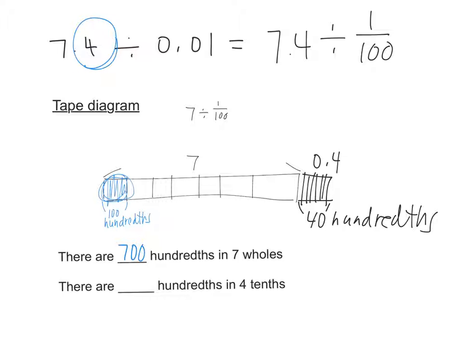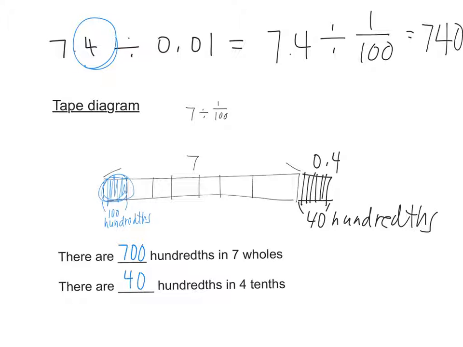Okay, so if there's 40 hundredths in 4 tenths and 700 hundredths in 7 wholes, how many hundredths do I have altogether? 740 hundredths. Good, so the answer is just the number part, which is 740. The reason we don't need the label is because it's already asking you: if I want to split the 7.4 into hundredth-sized pieces, how many pieces will there be? That's what the division is. If you tell me the answer is 740 hundredths, is that telling me a number of pieces? No. So it's just 740.